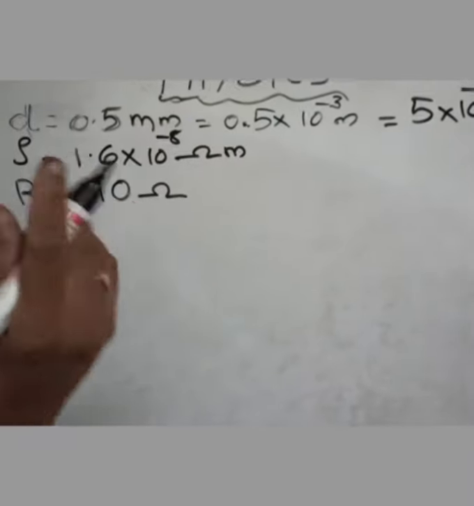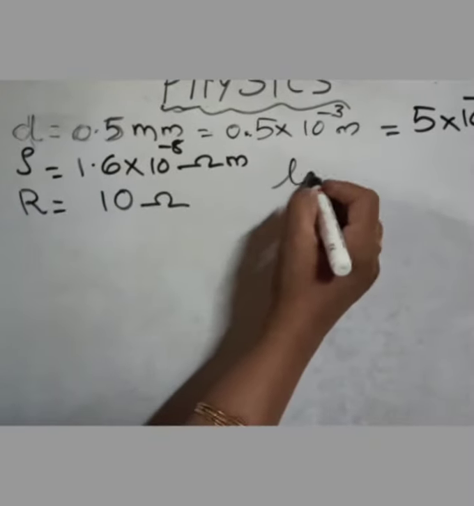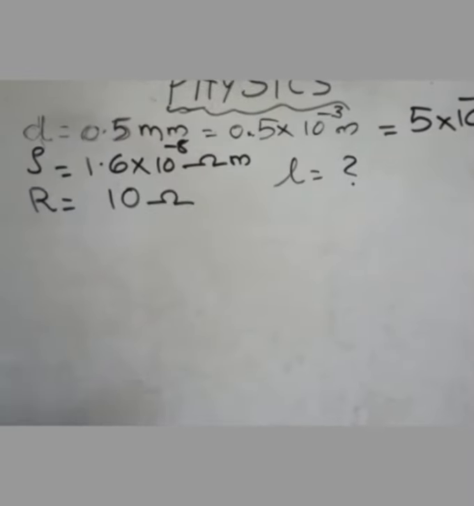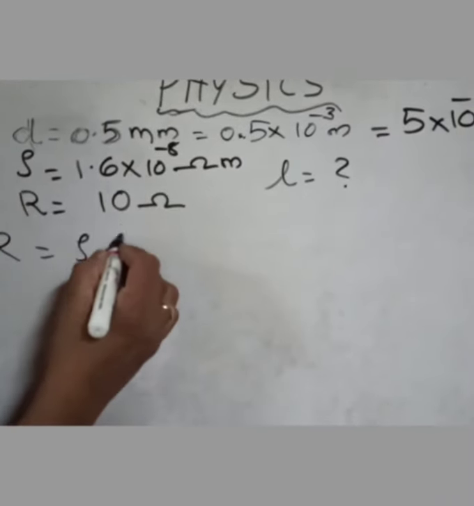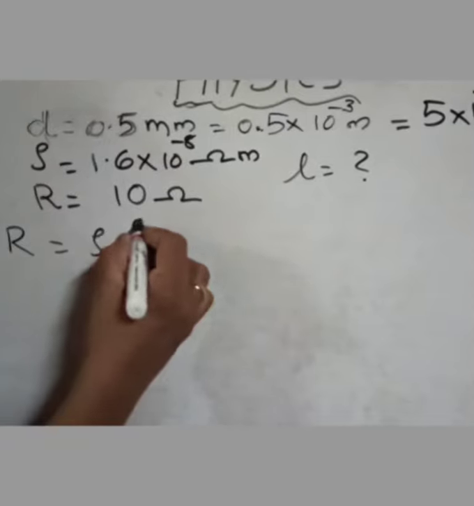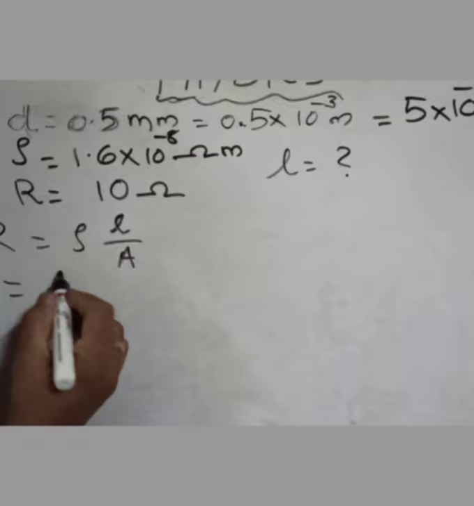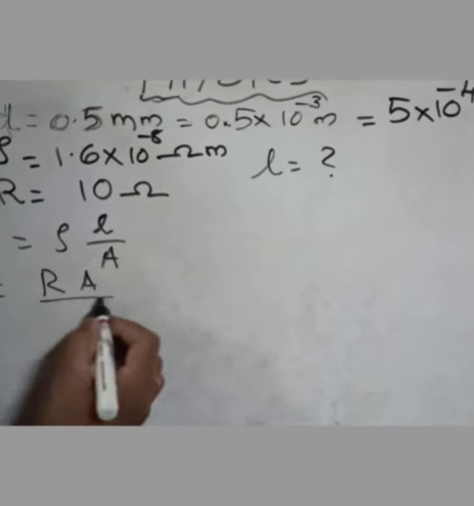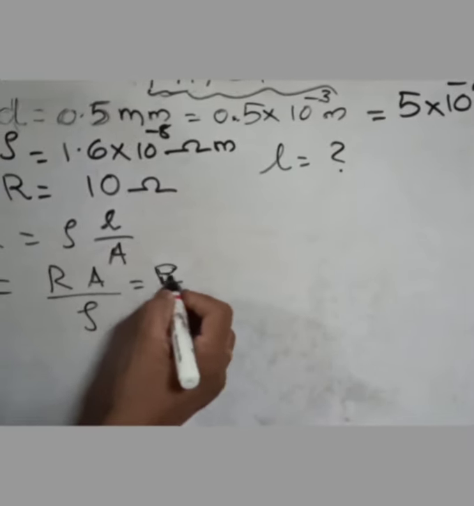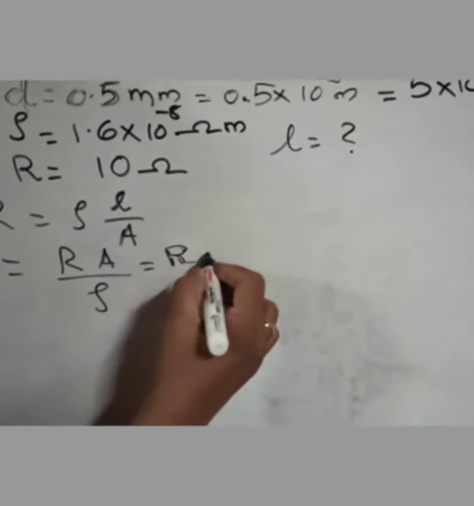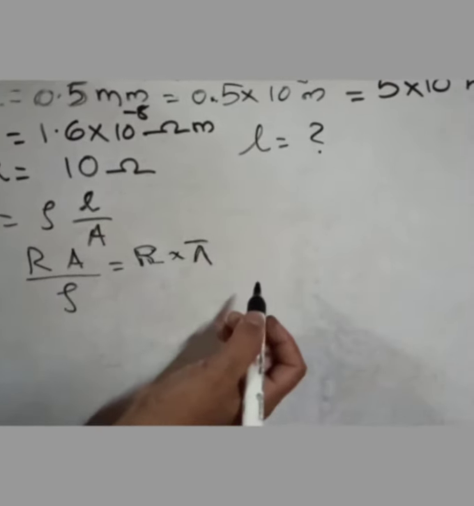Here, there are two sections in this question. In the first section, you have to find out the length of the wire. We know the formula R is equal to rho L by A. For finding length, L is equal to R A by rho. Since the wire is in the form of a cylinder, A is pi r square.